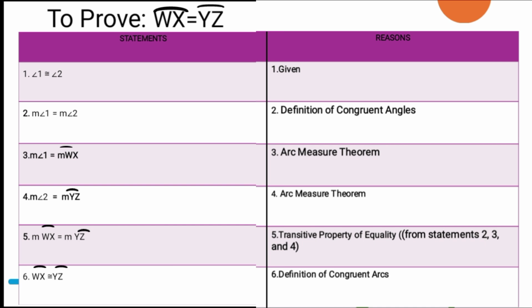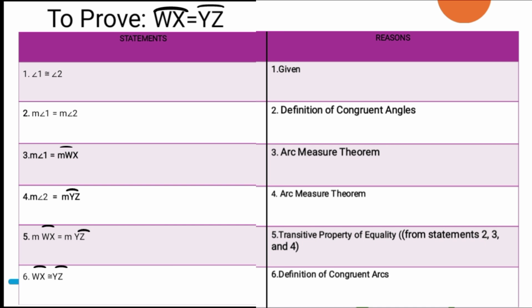Since the measure of angle 1 is equal to the measure of arc WX, and the measure of angle 2 is equal to the measure of arc YZ, and we know that the measure of angle 1 is equal to the measure of angle 2, we can conclude that the measure of arc WX is equal to the measure of arc YZ. And statement number 6, definition of congruent arcs.